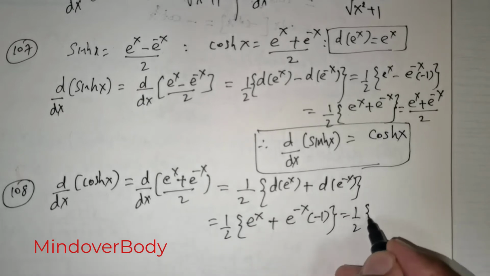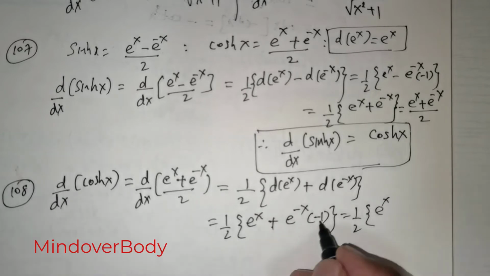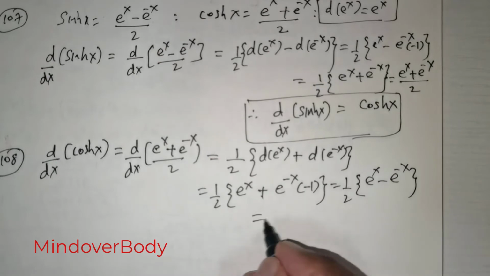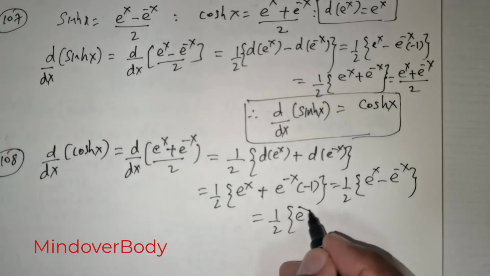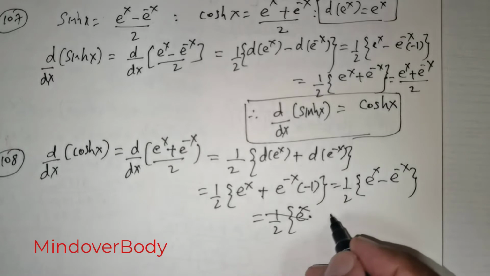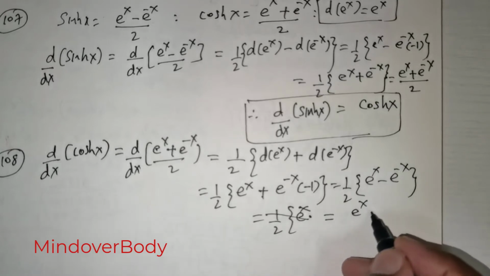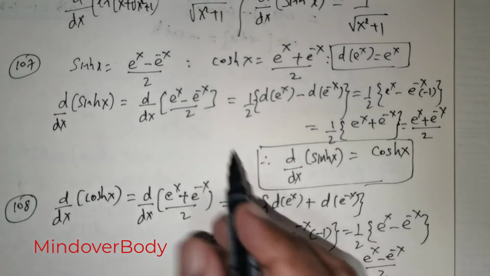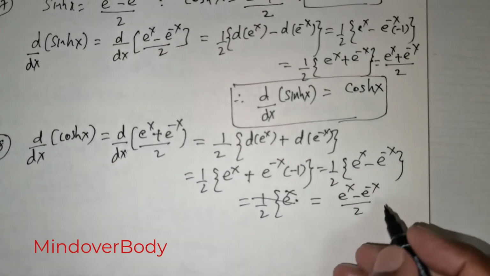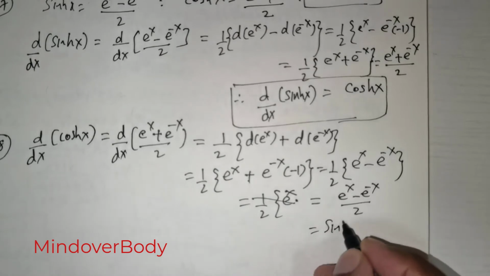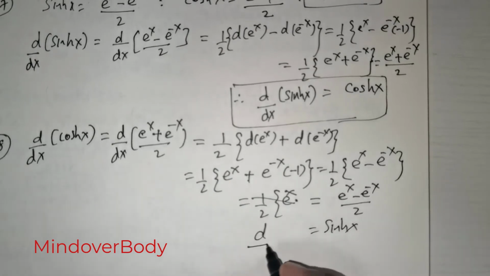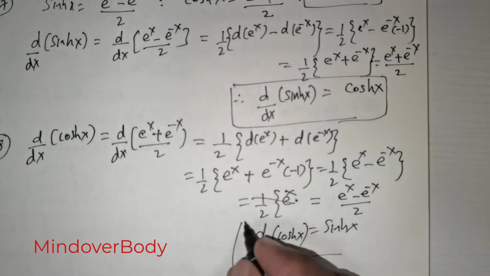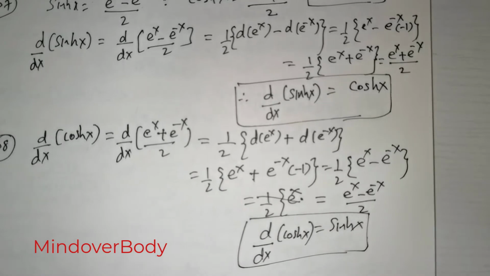This can be rewritten as 1 over 2 times e raised to the power of x. Positive times negative is negative, so e raised to the power of negative x. In fact, I can rewrite it like this: e raised to the power of x negative e raised to the power of negative x divided by 2. But what is this? This is nothing but sinh x. So I can rewrite this as sinh x. So what I've got on the left, differentiation of cosh x is sinh x. So this is a very important result.